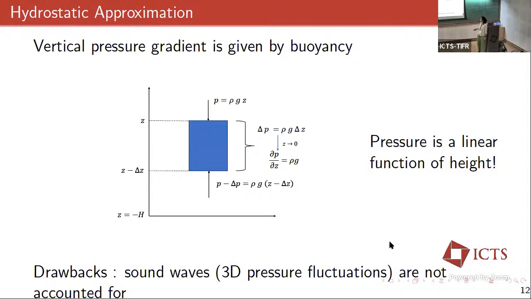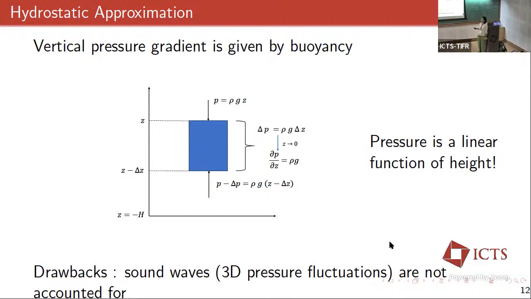So first, the hydrostatic approximation. I think you have seen various forms of it again. The basic statement is that the vertical pressure gradient is balanced by the buoyancy. And what does it imply? The implications are important for ocean models. The implication is that the pressure is a linear function of height. So the pressure is rho g z, where rho is the density, g is gravity, and z is the height of the ocean. So the pressure is dependent on the height alone.